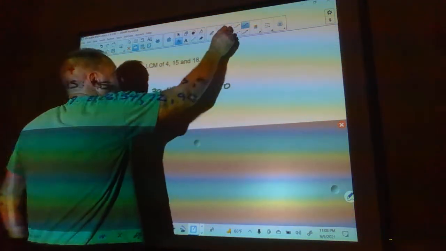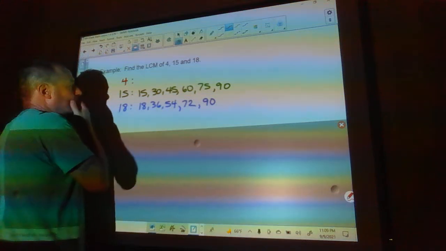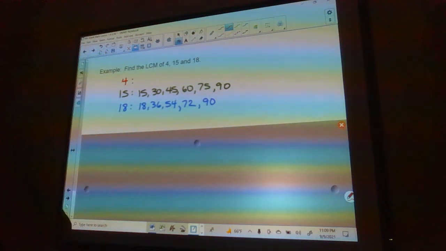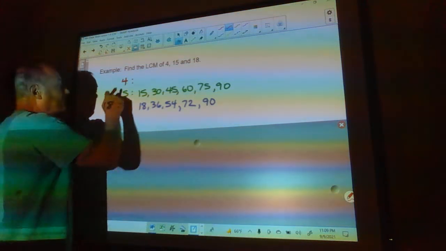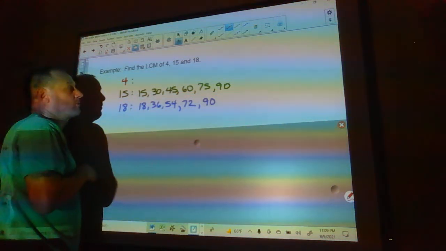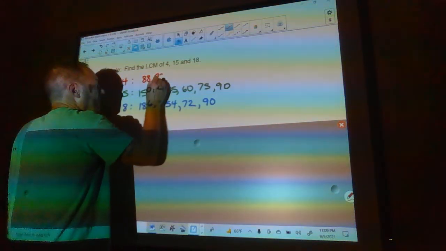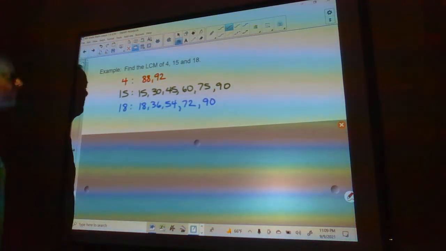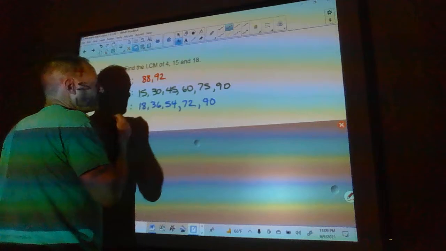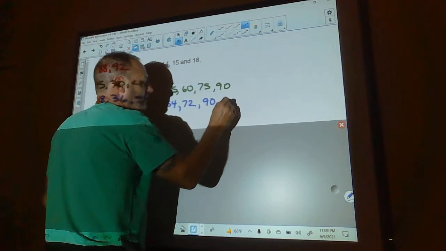All right, let's try 4. So I don't really want to write them way out to 90, but I do know this, that 4 times 22 is 88. Oh, 92. Okay, so 90 is not going to be it. That's a bummer. Okay, so let's keep going. The next one down here would be 108.